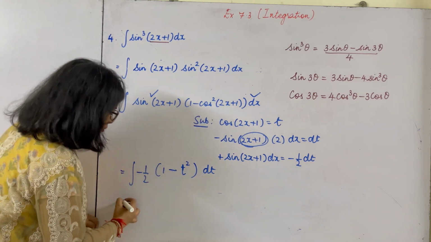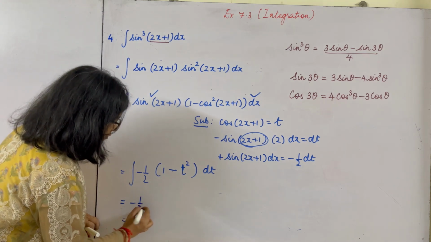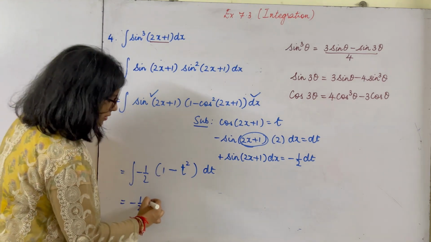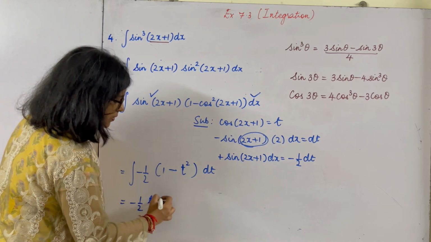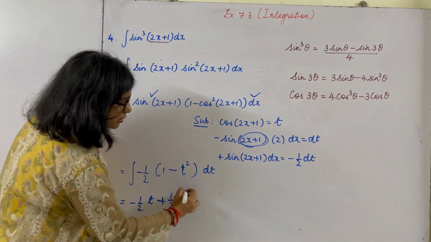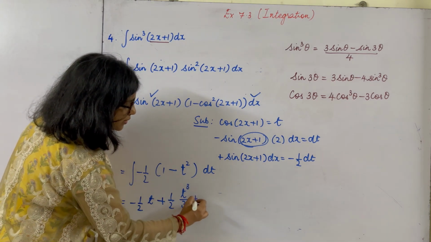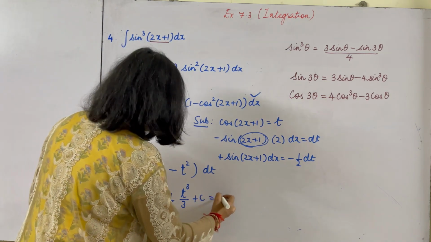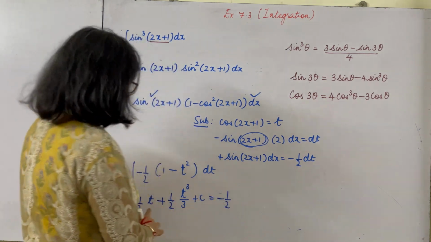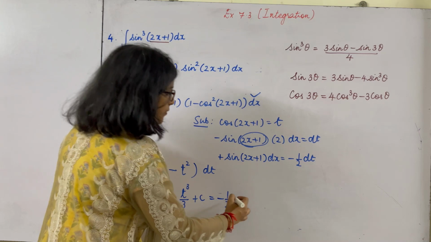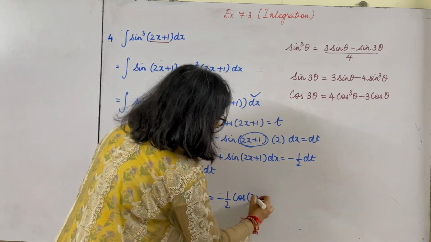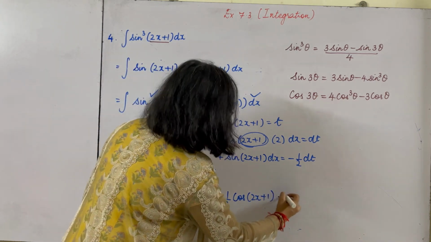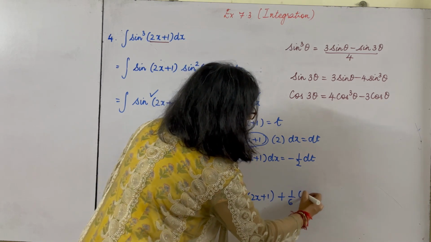Now we simply have to integrate this. Minus half, integration of 1 is t, and minus minus plus, integration of t square is t cube by 3. And so that is why our answer becomes minus half. Put back t. What is t? Cos 2x plus 1 and t cube.